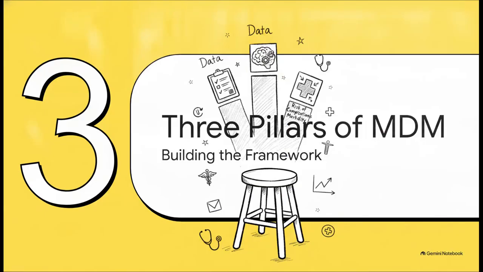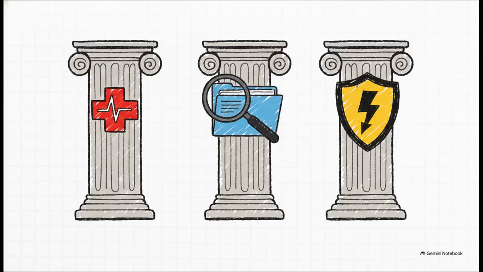Section 3, the 3 pillars of MDM. Let's build this framework. Since we know we're almost always going to need to calculate MDM to secure that highest appropriate level, we really need to understand how it's built. I want you to think of the medical decision-making framework like a 3-legged stool.